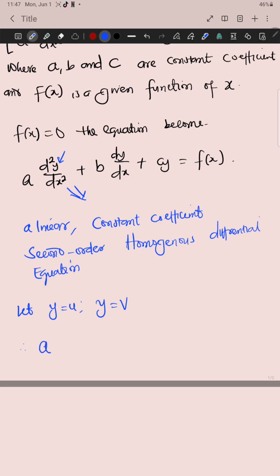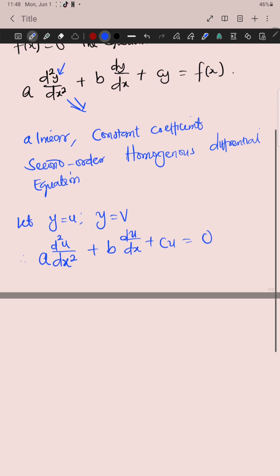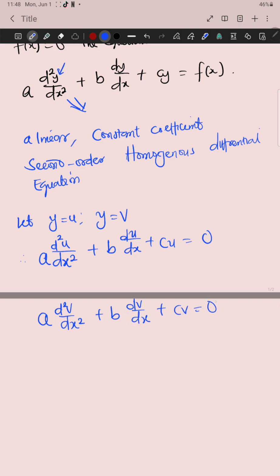So what we can say is that we can do this. Therefore we now have a d squared u, no longer y, over dx squared plus b du dx plus cu is equal to 0. We can also have a d squared v over dx squared plus b dv dx plus cv is equal to 0. We can have these two things.